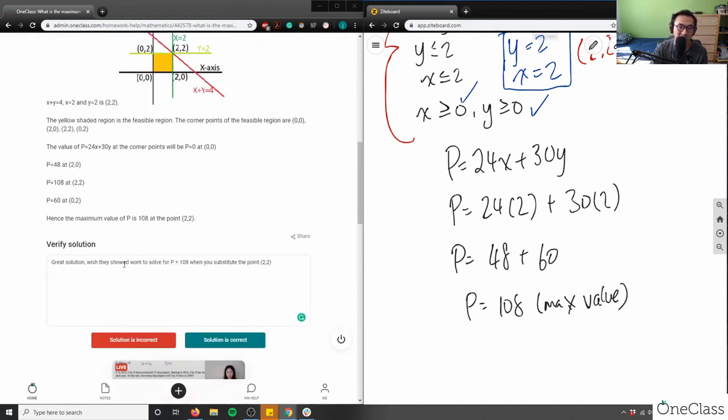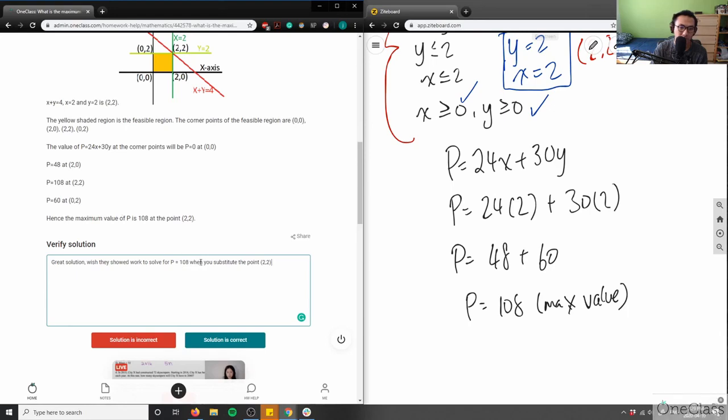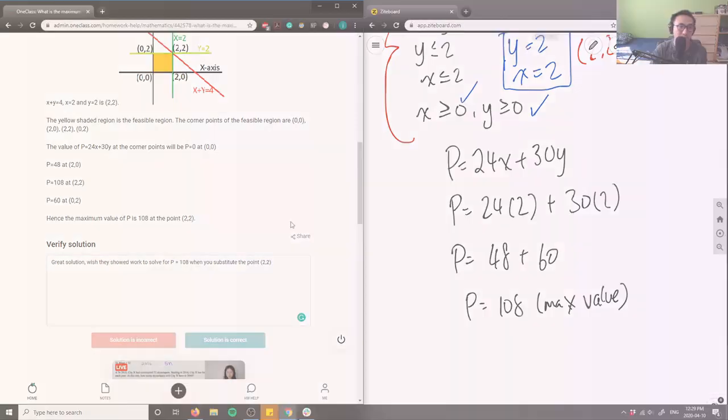Both approaches are fine. I just wish they showed work to solve for p equals 108 when they gave the point here. That's about it. That's still a good solution though. So the solution is correct.